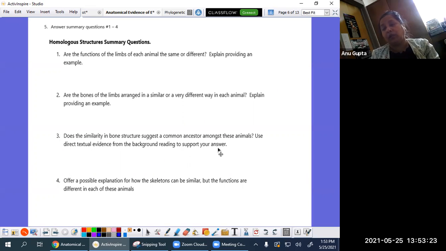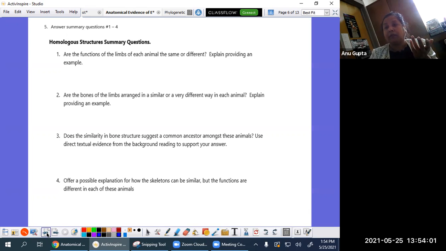Like I showed you the picture of the elephant, the whale, and the hippo. They had the same basic structure, they had teeth. They had the basic plan, but the teeth of the whale evolved based on their environment to survive in the water and feed on water food. Offer a possible explanation for how the skeletons can be similar, but the functions are different in each of these animals. So the basic plan is the same. They're the same bones, but different shapes and sizes, and the functions are different in these animals.